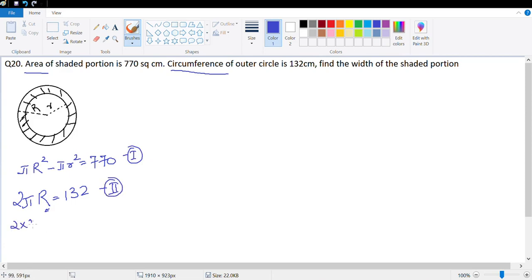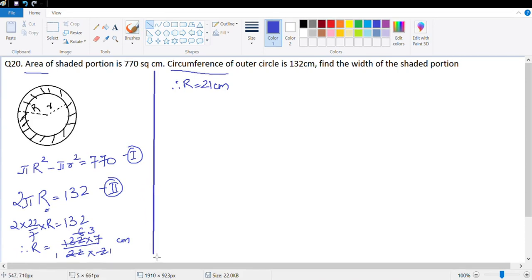So this would be 2 into 22 upon 7 into capital R is 132, which means R would be equal to 132 into 7 upon 22 into 2 centimeter. Therefore, R would be equal to 3 into 7, that's 21 centimeter. So the capital R, which is the radius of the outer circle, is 21 centimeter. So put R is equal to 21 centimeter in equation 1, and let's see what we get.